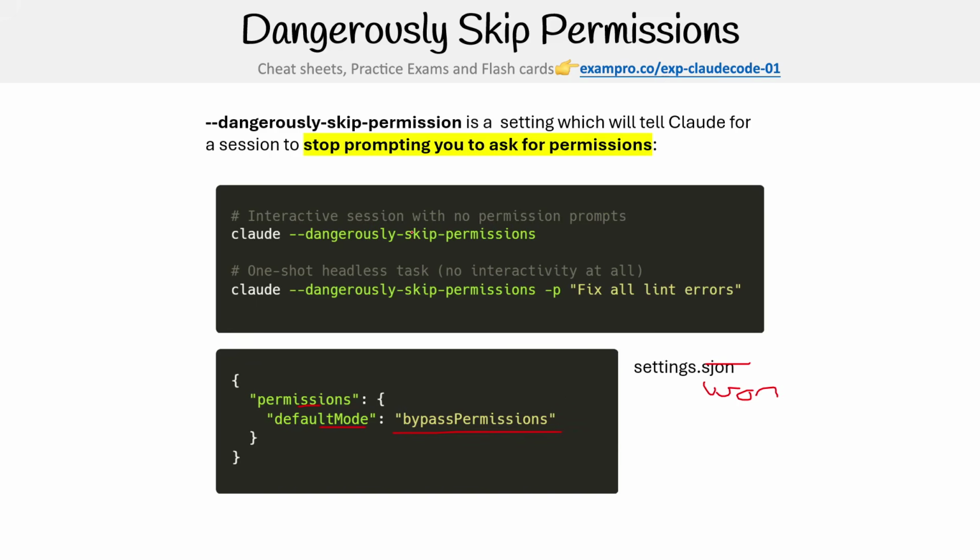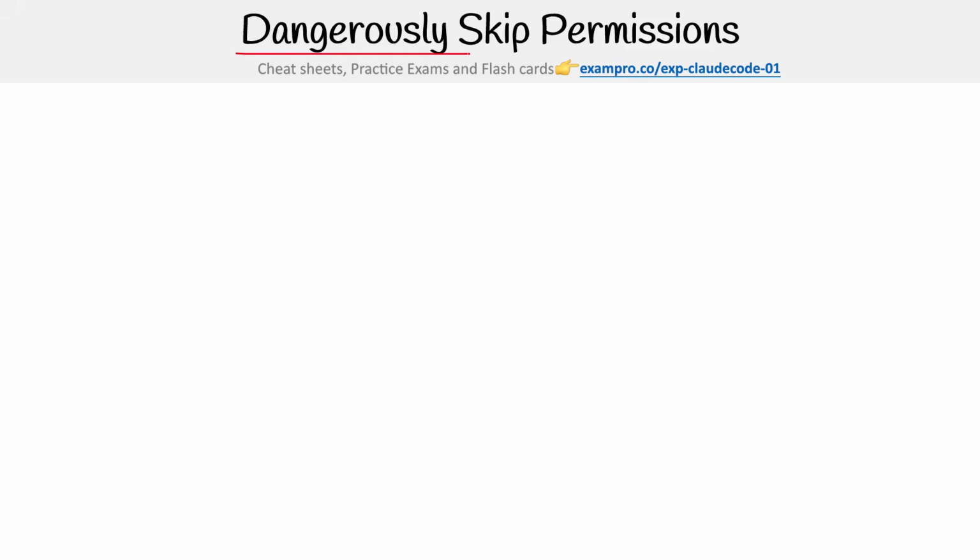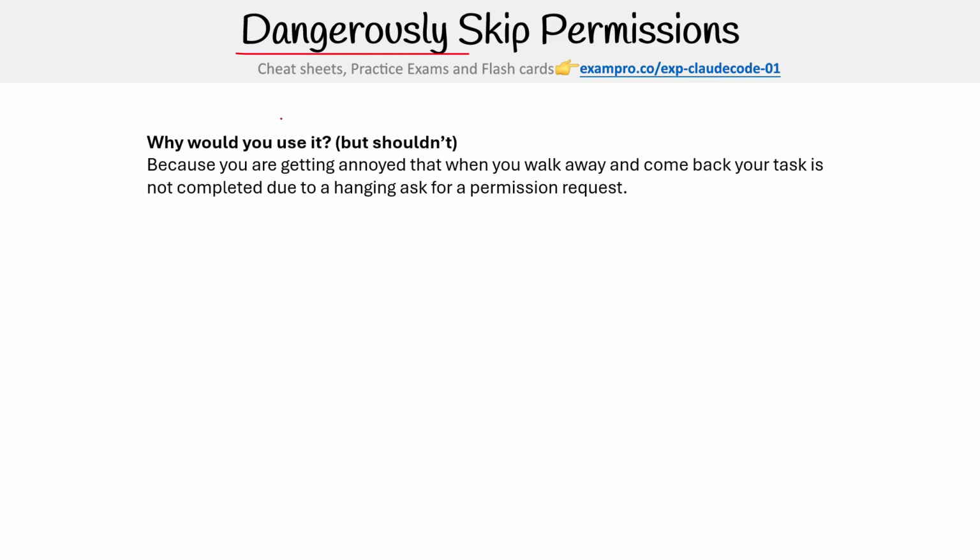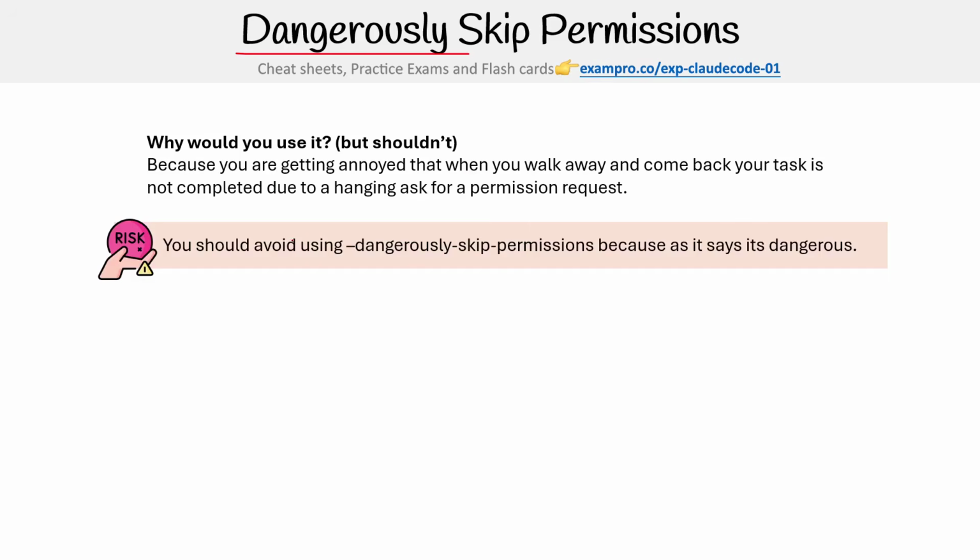Let's have a serious talk about this feature because it can be dangerous. As it says, dangerously skip permissions. So why would you use it? But you probably shouldn't, because you're getting annoyed that when you walk away and you come back, your task is not completed due to a hanging ask for a permission request. So you should avoid using dangerously skip permissions because it says it's dangerous.